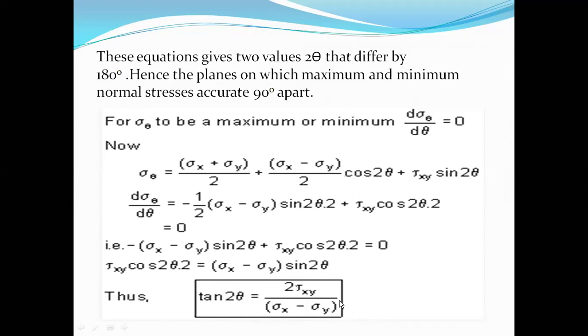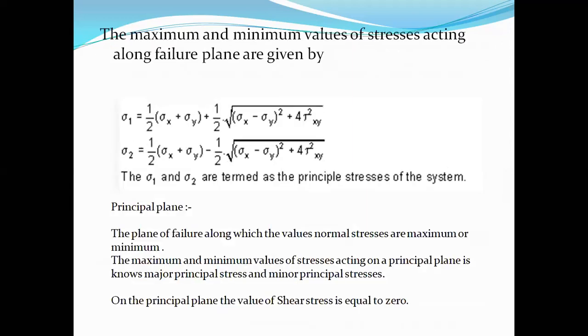Now let us find out the corresponding maximum and minimum normal stresses. The maximum and minimum values of stresses acting along the failure plane are given by, in the same way, if we simplify the same formula further, sigma 1, which represents the maximum value, and sigma 2, which represents the minimum value. Generally in other books they use sigma 3. Sigma 1 is equal to 1 by 2 into sigma x plus sigma y plus 1 by 2 into the square root of sigma x minus sigma y whole square plus 4 tau xy whole square.